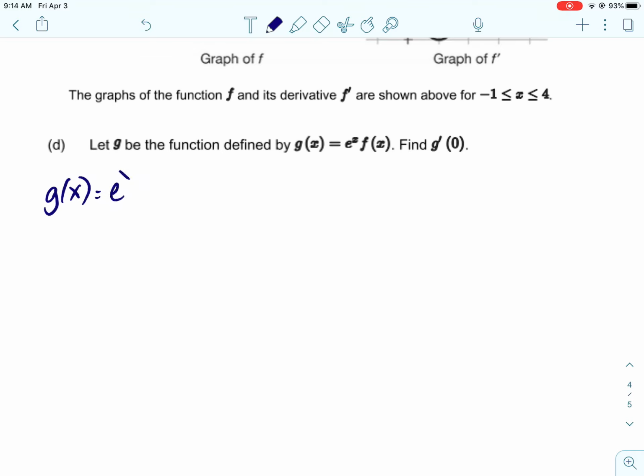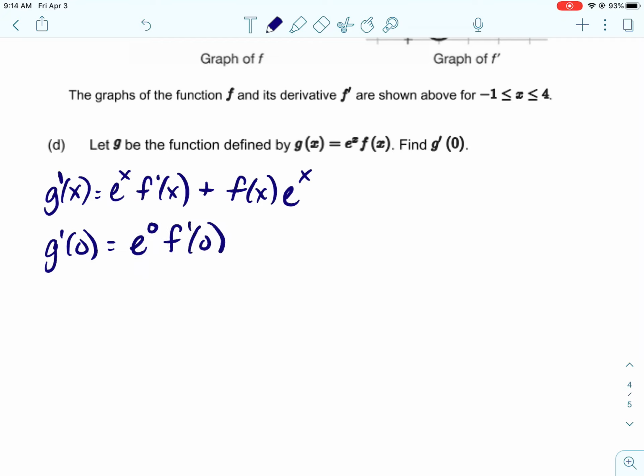Okay. Then if we look at D, it is another product rule problem. One of our functions this time is e to the x, which makes it really easy to do because e to the x is its own derivative. So I'm going to leave e to the x alone and multiply that by the derivative of f. Then I'm going to leave f alone and multiply that by the derivative of e to the x, which is e to the x. That's g prime of x, by the way.